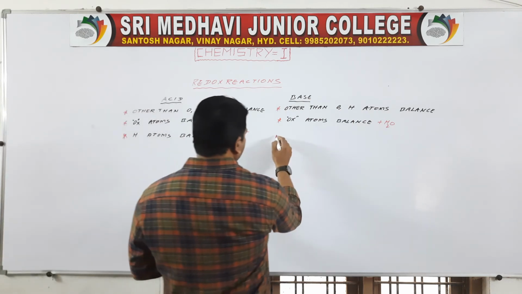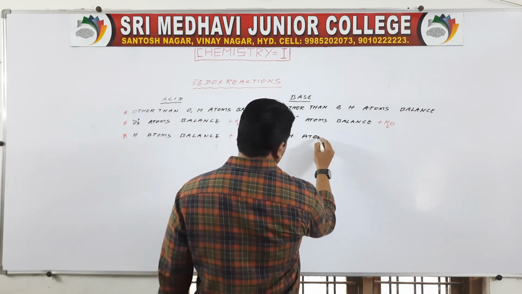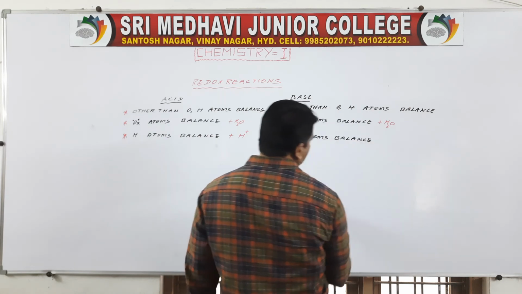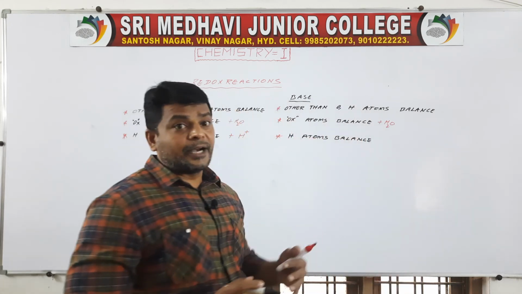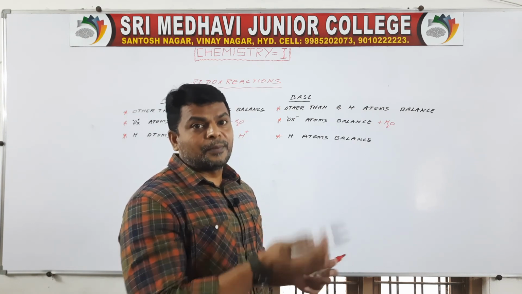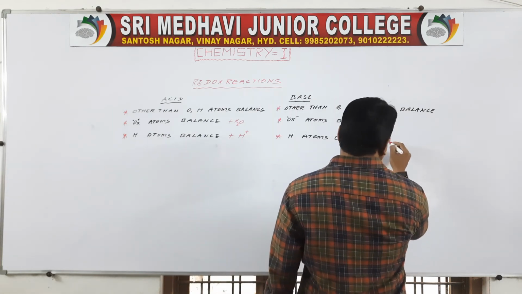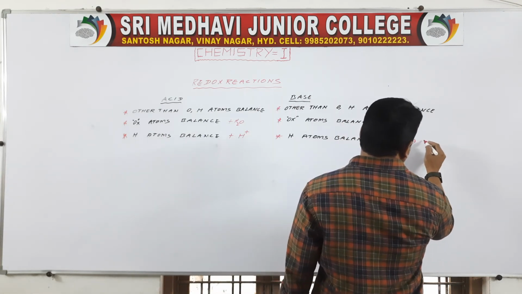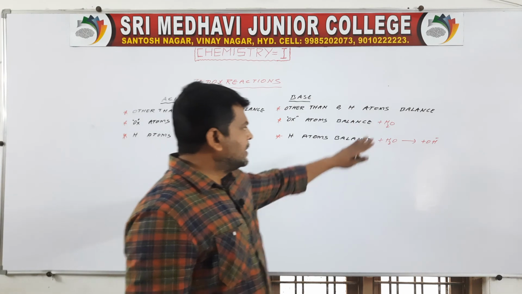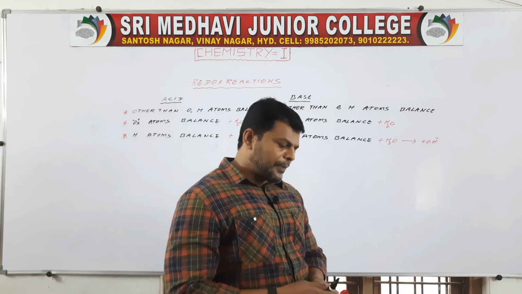Here hydrogen atoms balance. So here for balancing hydrogens, on the side with fewer hydrogens you have to add H2O, and on the opposite side you have to add OH minus. Understand? Less number of hydrogen side you have to add H2O, and opposite side you have to add OH minus.